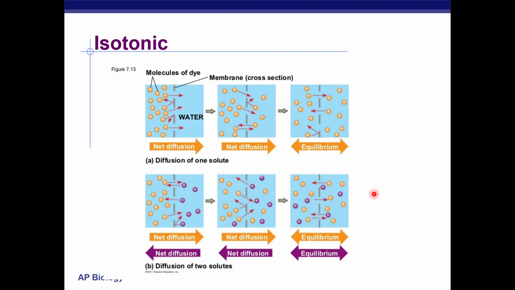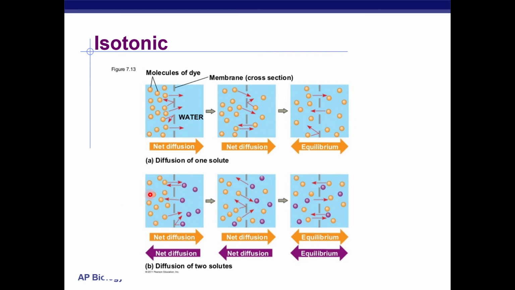When we talked about diffusion, we mentioned the fact that diffusion occurs along concentration gradients, and it occurs along each specific solute's concentration gradient. So in this very first picture here, we have 12 yellow solute particles. We have 6 purple solute particles. So obviously there's more solute on the left side than there is on the right. However, each one of these types of solutes is going to move independent of each other. They move along their own concentration gradient.